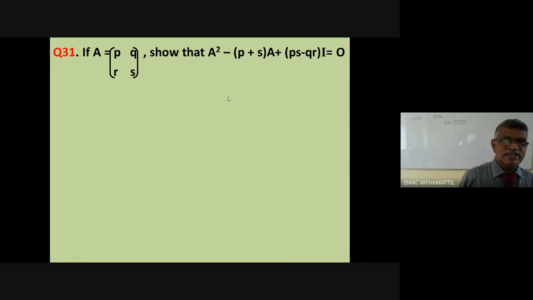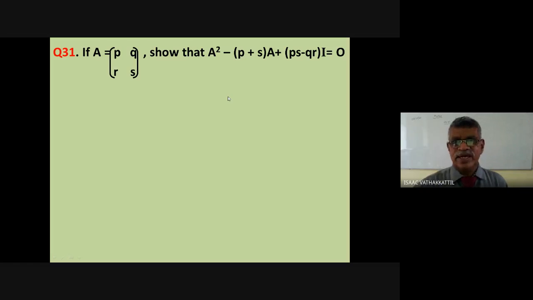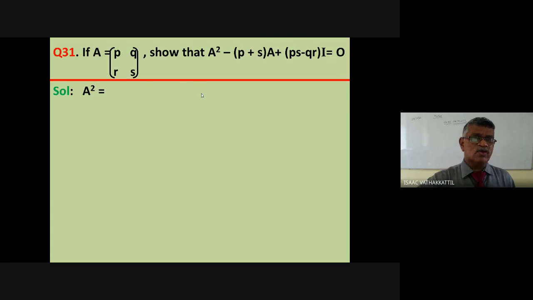A squared minus (P plus S) into A plus (PS minus QR) into I. Look at A squared minus, remember minus, (P plus S), the sum of these diagonal elements, (P plus S) into A plus (PS minus QR) into I, identity matrix. Now, this is only for a 2 by 2 matrix. I am not generalizing this. So I here will be [[1, 0], [0, 1]]. Let us substitute. What is A squared? A squared is A into A.